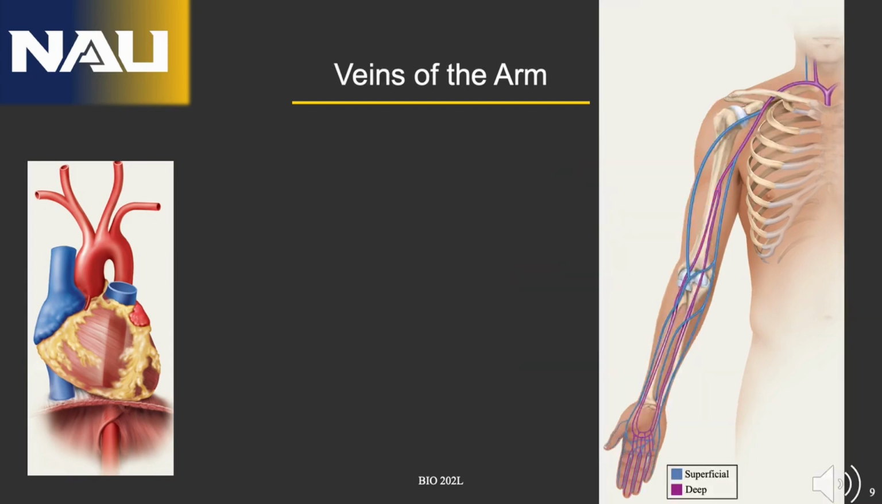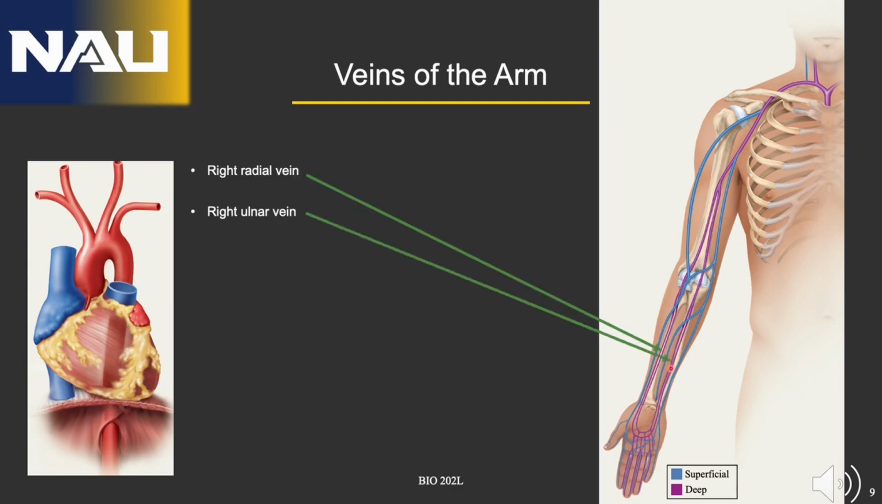Let's trace the pathway of blood returning to the heart from the right arm, starting with the veins in the hand and moving up to the superior vena cava. Starting at the hand, we have the deep veins, the radial vein and the ulnar vein. These veins run alongside their corresponding arteries in the forearm. The radial vein is located on the lateral side of the forearm, while the ulnar vein runs on the medial side. As we move up, the radial and ulnar veins unite to form the right brachial vein at the elbow.